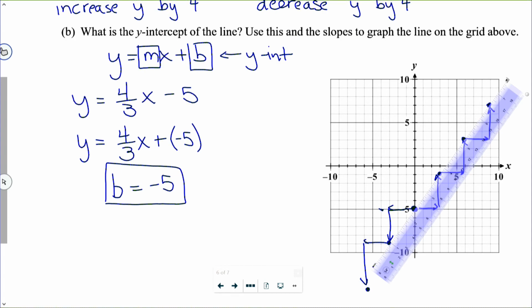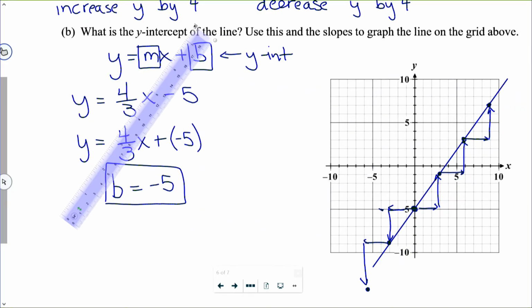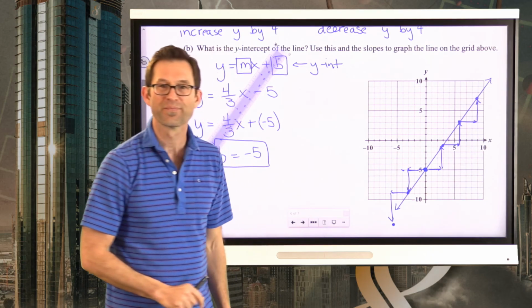Let's see if it actually works. Oh, yes. That time my ruler worked. Hate it when rulers don't work. And there is that line, right?